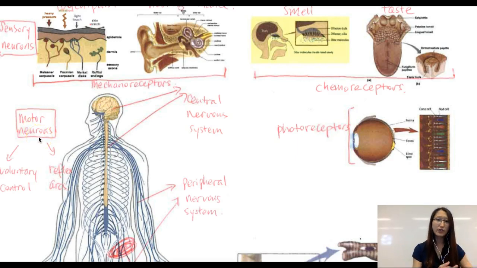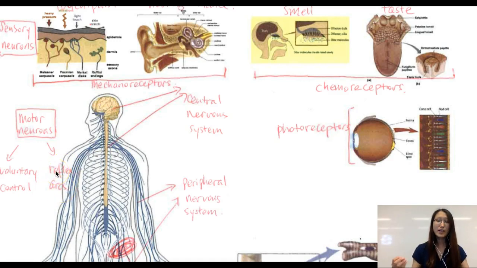There are two different types of motor neuron. One is voluntary control, where right now I'm moving my arms around. This is something that I can do with my will, right? This is voluntary. I can make myself do it. And then the other part is called involuntary control, such as a reflex arc.